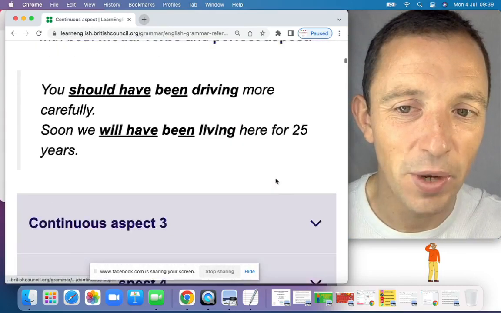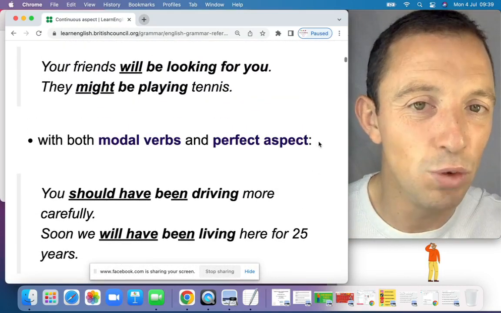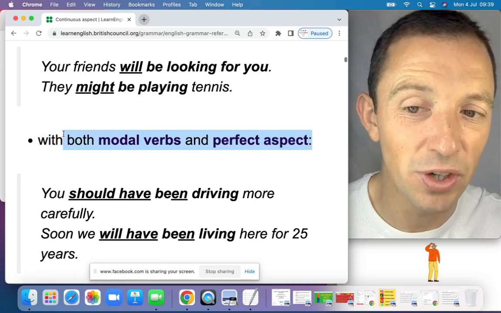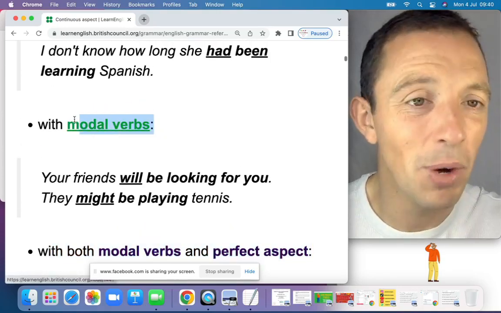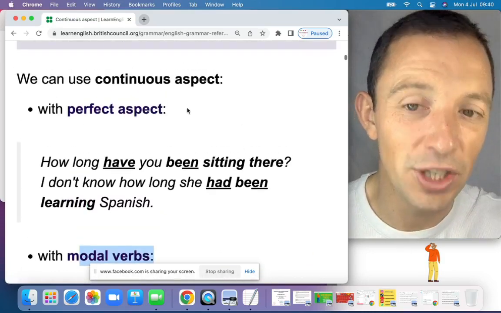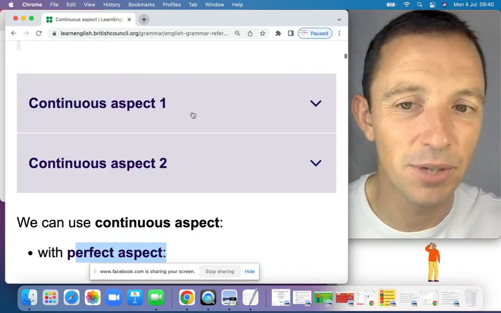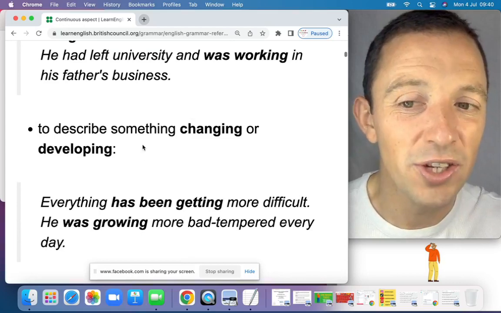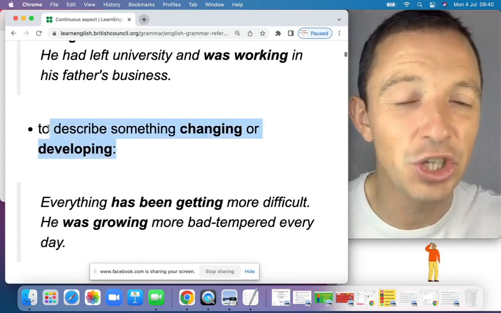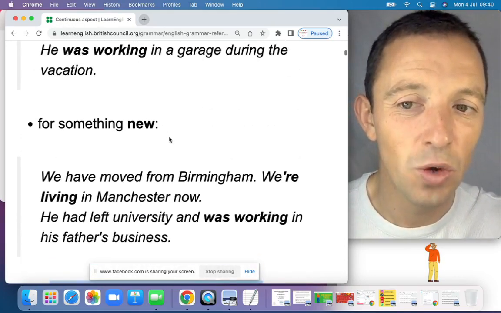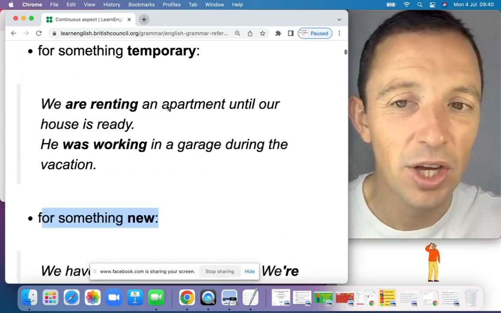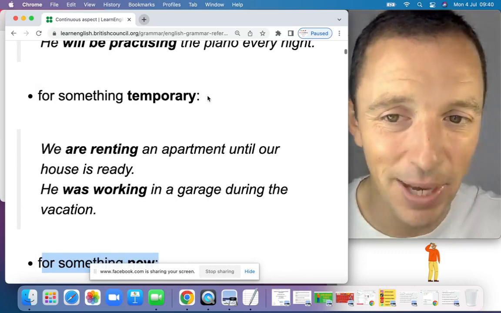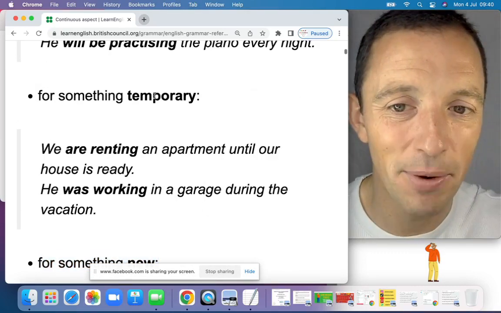And remember, we had a lot of different rules. We can use the continuous with modal and perfect. We can use the continuous with modal verbs. We can use continuous with the perfect verbs as well. We can also use the continuous to describe something changing or developing. We can use the continuous to describe something new. We can use the continuous aspects and tenses for something temporary.